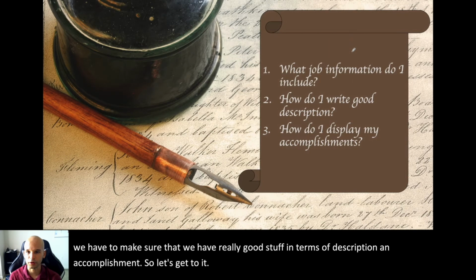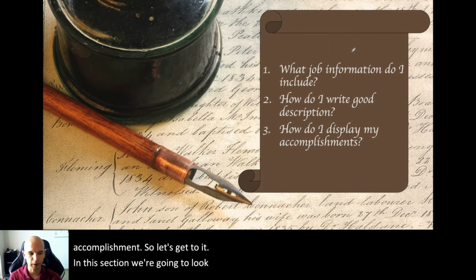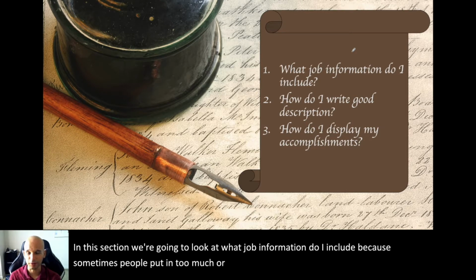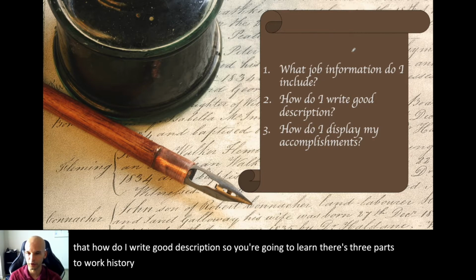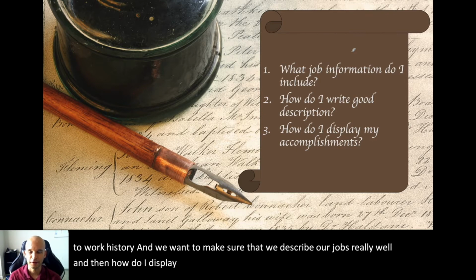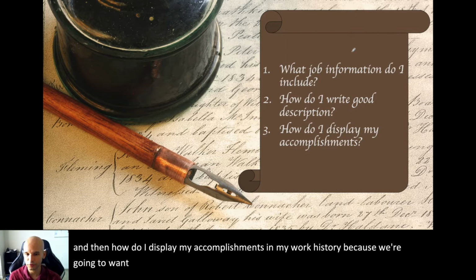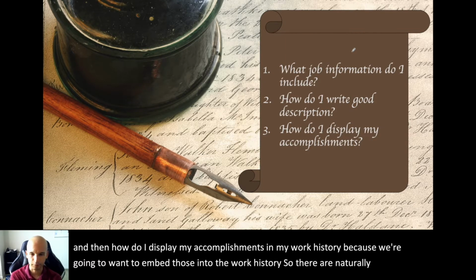In this section, we're going to look at what job information do I include, because sometimes people put in too much or sometimes too little as well. So we'll look at that. How do I write good description? You're going to learn there's 3 parts to work history, and we want to make sure that we describe our jobs really well. And then how do I display my accomplishments in my work history? Because we're going to want to embed those into the work history so they're naturally contextualized, and I'll explain all that when we get there.